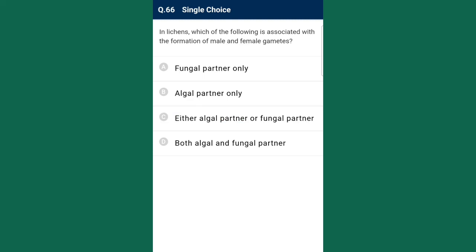Question number 66. In lichens, which of the following is associated with the formation of male and female gametes? Fungal partner only. In lichens, the fungal partner is only associated with the formation of male and female gametes. So the answer is option A.